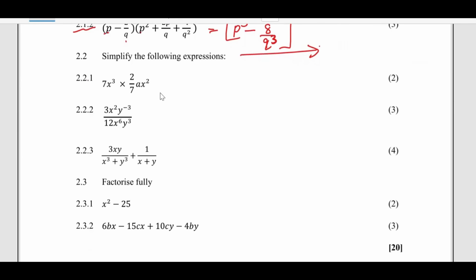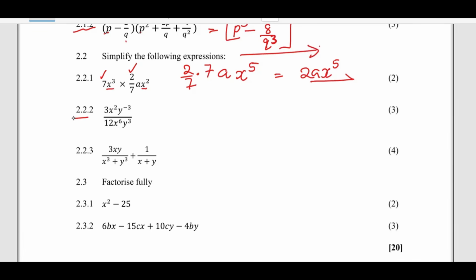So we have some exponents. Let's multiply coefficients first. So 2 over 7 times 7. And then the bases are the same here. We shall have to add up the exponents. That's ax to the 5. So this 7 cancels that 7. And then we are only left with 2a x to the exponent of 5.